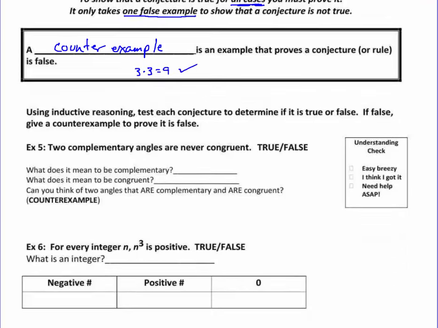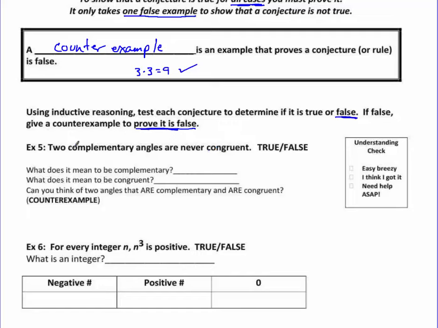So we're going to move down and we're going to do a couple examples of some geometry, inductive reasoning. So use inductive reasoning, test each conjecture to determine whether it's true or false. If false, give a counterexample to prove it's false. So from now on, if you say something's false, you need to prove it's false. So 2 complementary angles are never congruent, true or false.